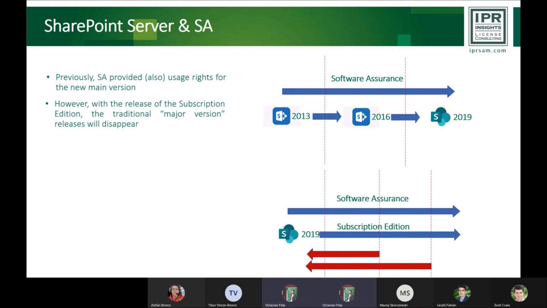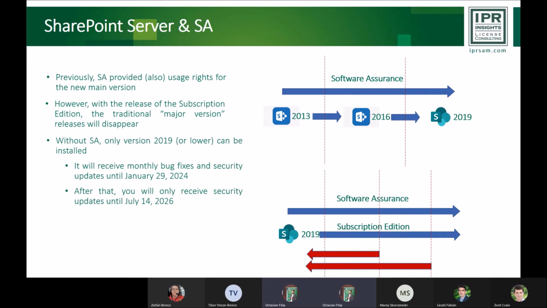Right now, it is not a big problem because the 2019 version is not an old product. But later it can be a problem because without software assurance, the 2019 version will receive bug fixes and security updates on a monthly basis until January 2024. After that, it will get only security updates. So after 2026, it can be a security risk to keep SharePoint Server 2019 in your environment.